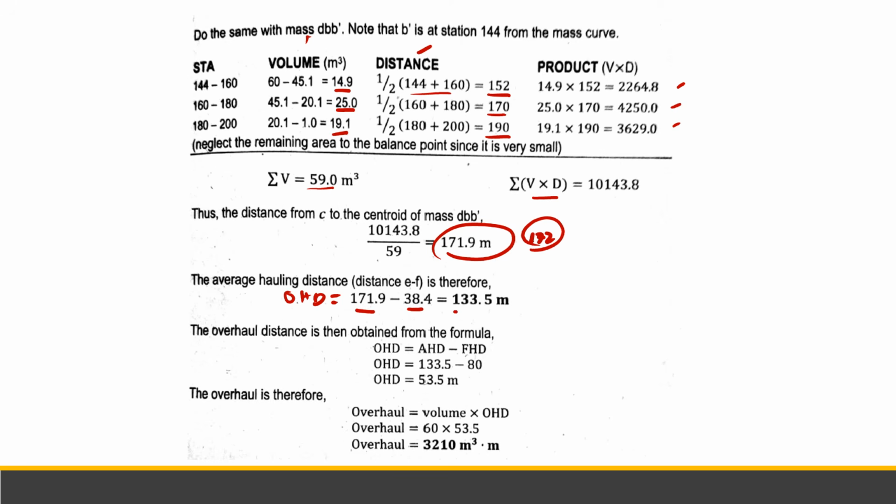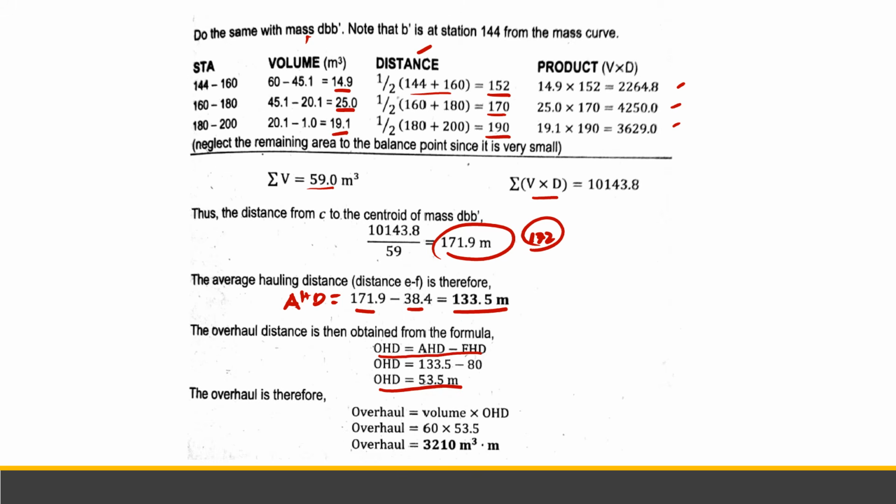So that is 133.5 meters. So earlier, 134 was our average haul distance. This is the average haul distance. So repeating the process, overhaul distance is average haul distance minus free haul distance. So our overhaul distance is 53.5 meters. So earlier, we had 54. So there is a difference of 0.5 meters.